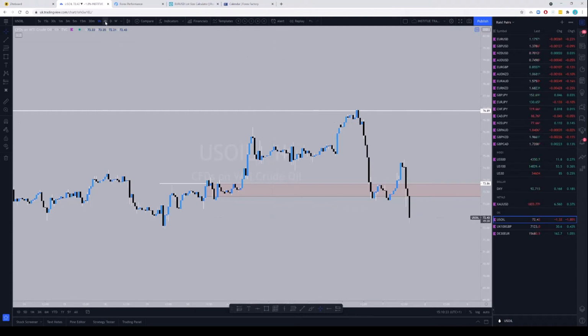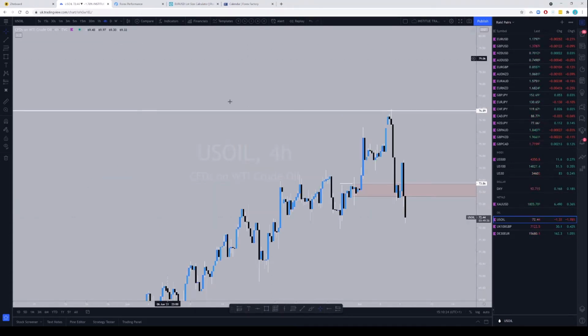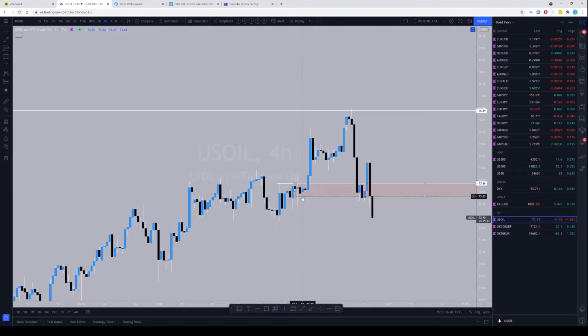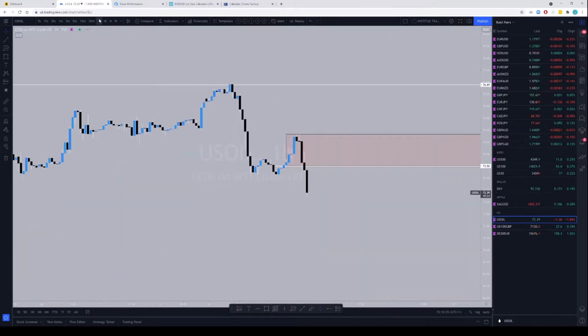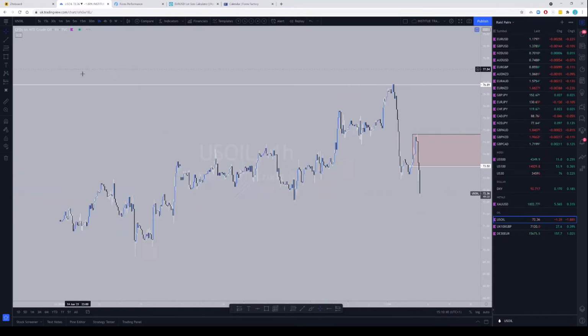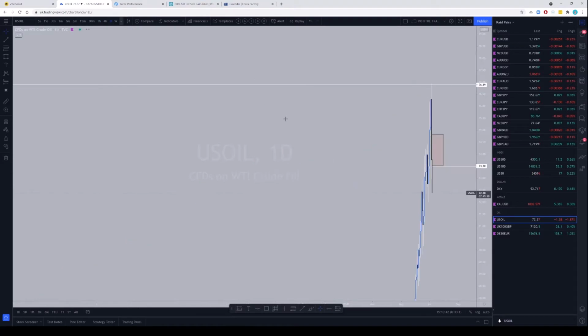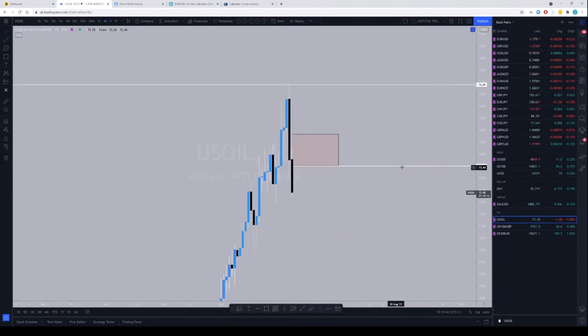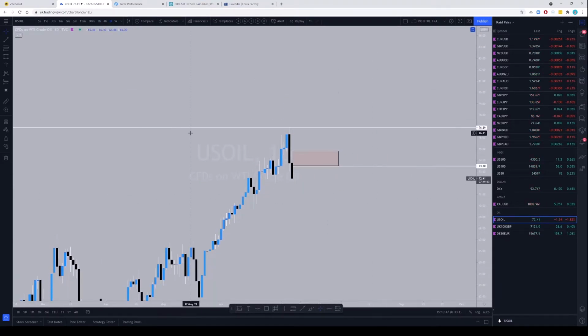Start on oil too. Okay, that's not bad. Oil has given an engulfing candle here. Yep, so we can look for a sell. Where do you want to target? This looks like there is more room to the downside.